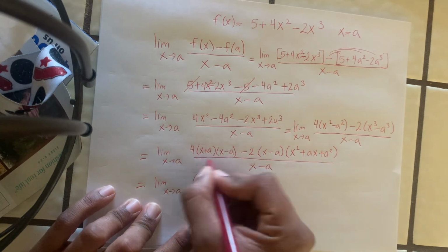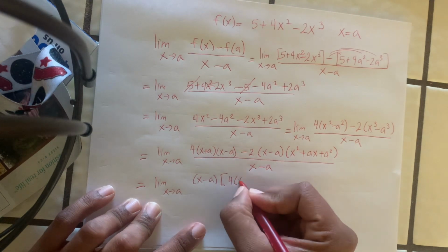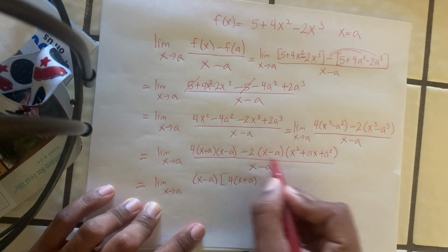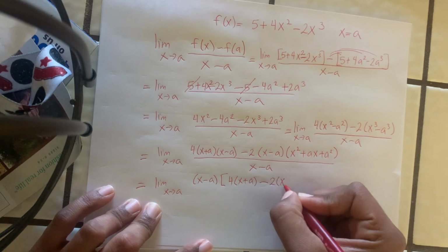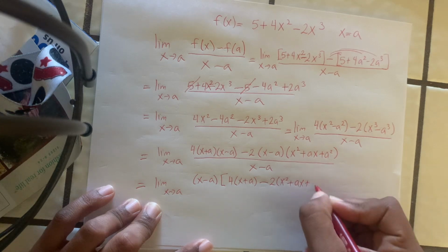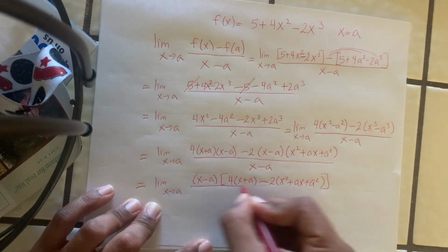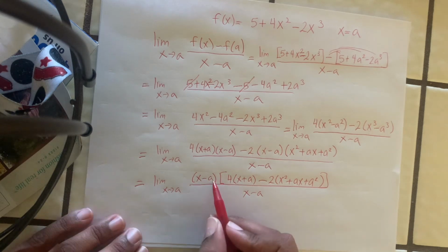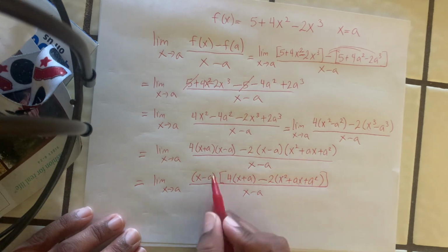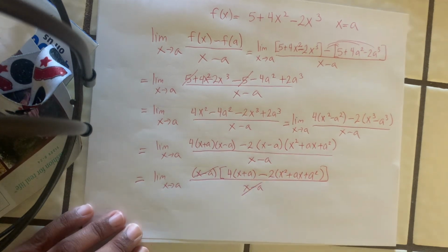So if I factor out an x minus a here, I'm left with 4 times x plus a. If I factor out an a minus x here, I'm left with minus 2, and then x squared plus ax plus a squared. Now remember, we can only cancel things if they are products. See, this factor is being multiplied times this, so these can cancel.